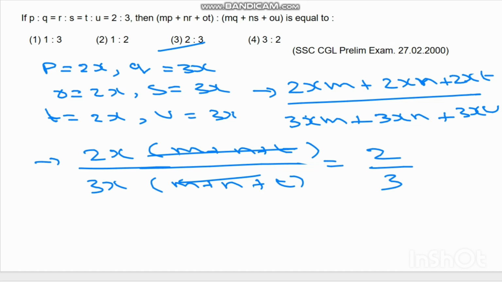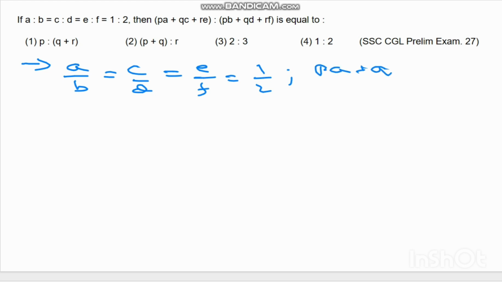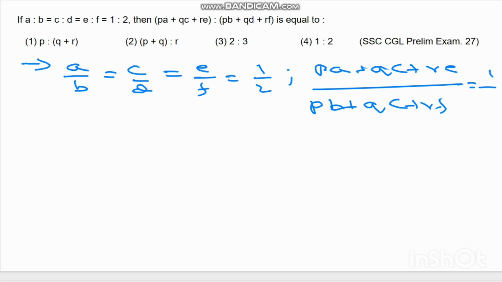And guys, we don't need to do all these sums. The same type of question was asked again. Given here a by b equal to c by d equal to e by f equal to 1 by 2. So without doing the sum, we can say that PA plus QC plus RE by PB plus QD plus RF equal to 1 by 2. Even if we do the calculation, we get the same answer. Let us do that.